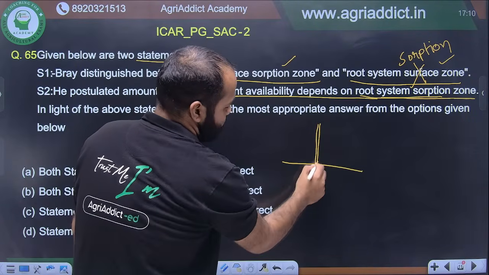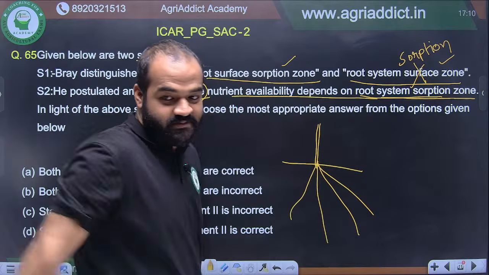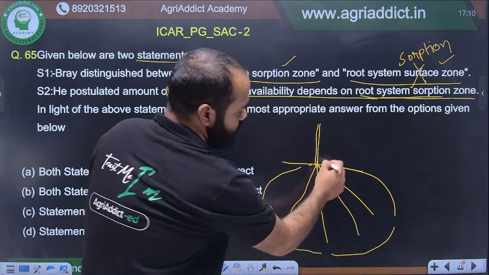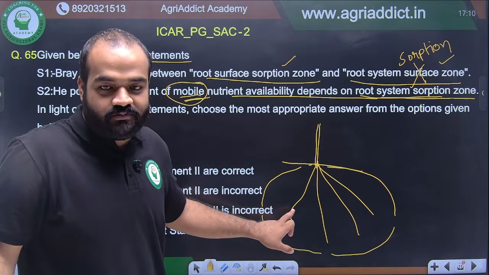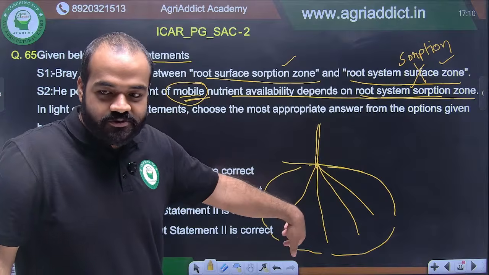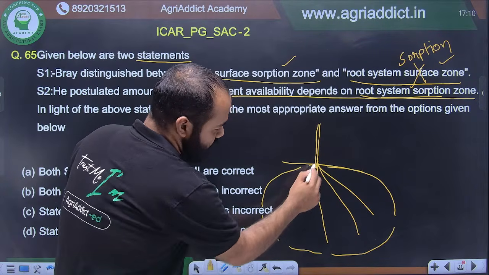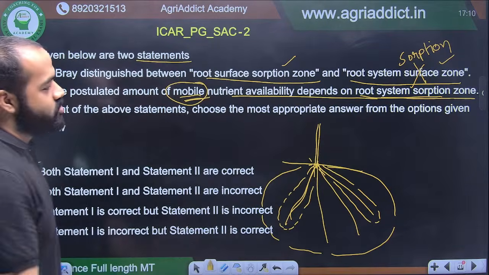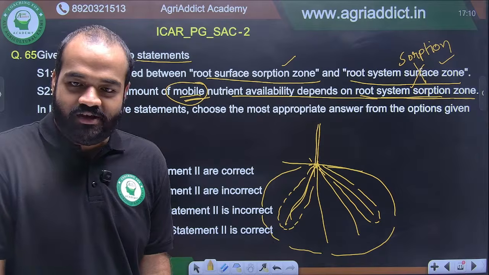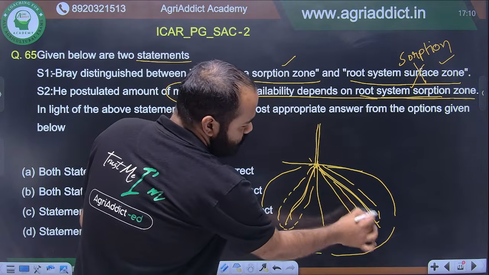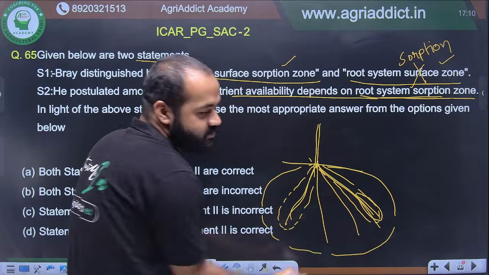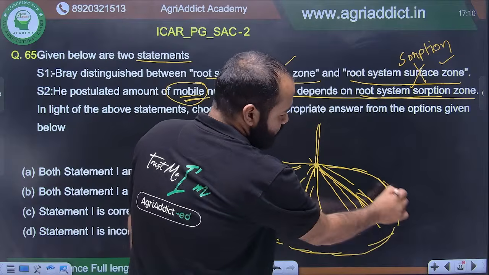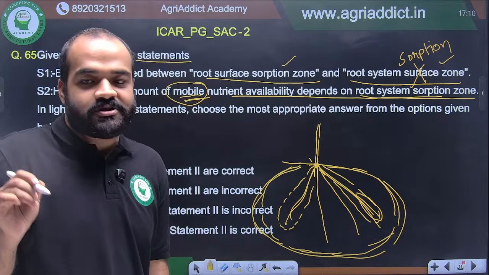This is a plant. These are the roots. All right. This whole portion is called root system sorption zone, and these roots and their surfaces are called root surface sorption zone. All right. This small part, around a root hair, that is called root surface sorption zone. And this whole root system volume is called root system sorption zone.